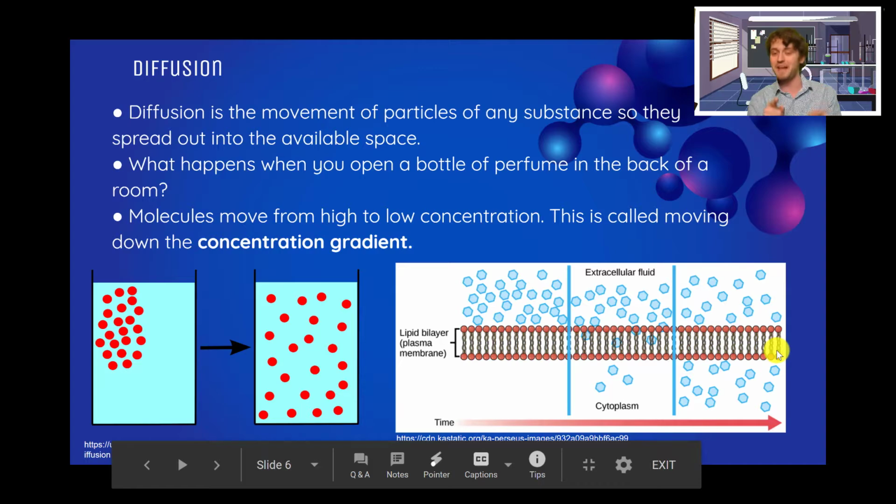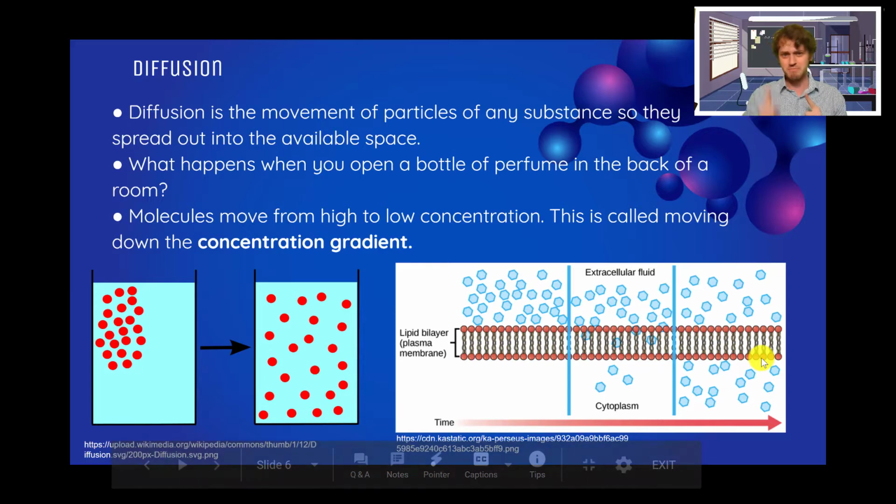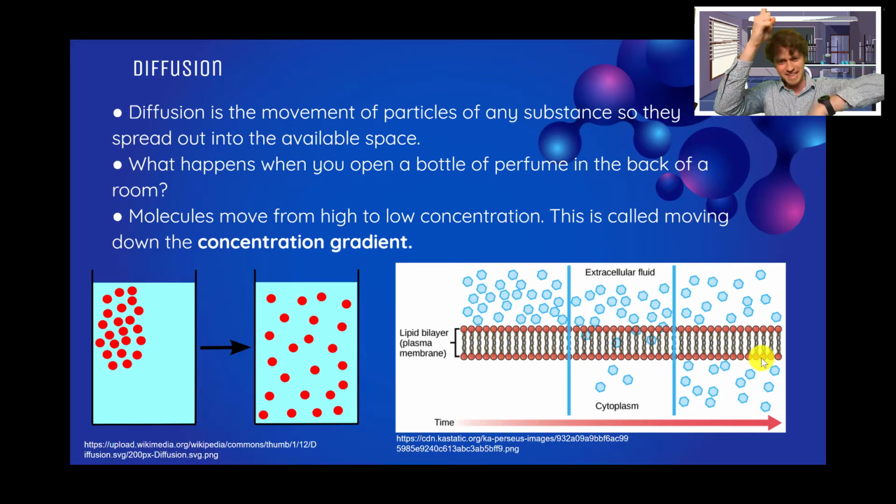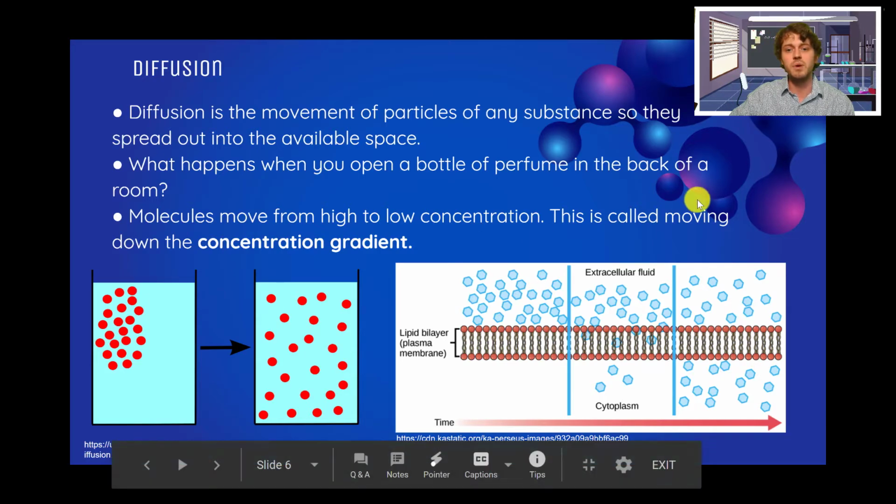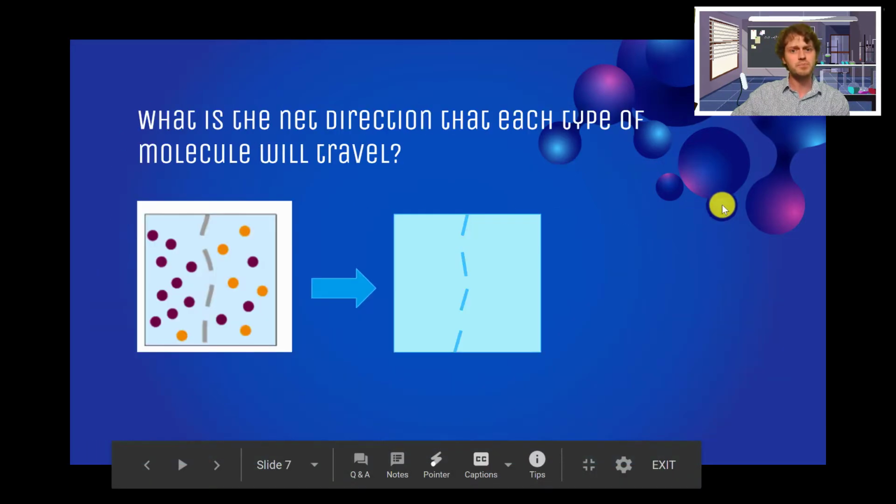What I don't love about this picture is it kind of makes it seem like it stops, right? There's still gonna be things that are going to be moving out of the cell and into the cell. They're just really moving in and out of the cell at equal rates, right? And so for every one that goes out, one is coming in. And so that's what we typically are seeing with diffusion.